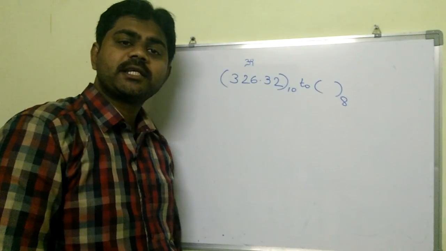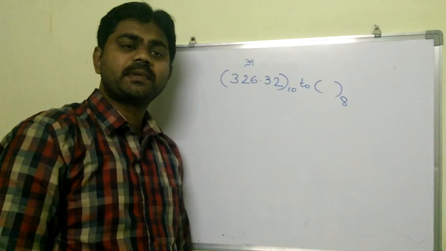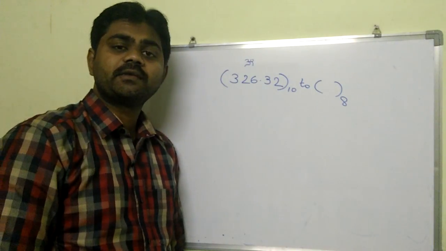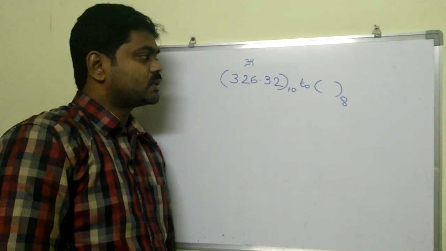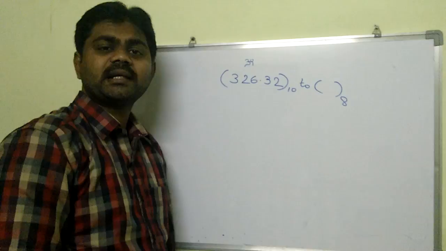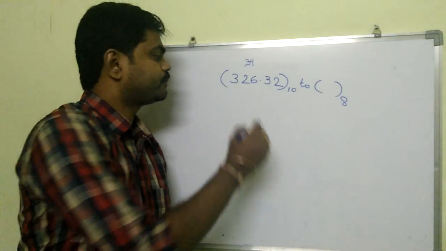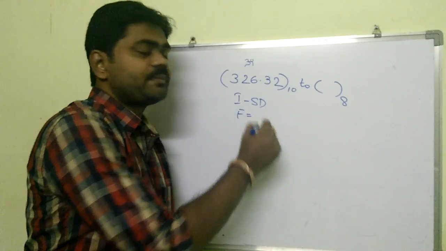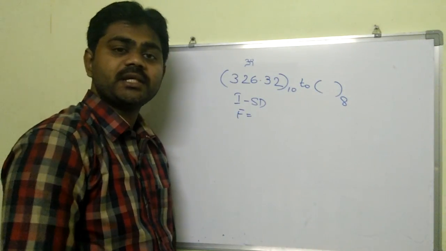I need to convert from a decimal number to an octal number. My decimal number is 326.32 to the base 10, and I need to convert it to octal. So what is the procedure here? I already explained. For the integer part I need to take successive division. For the fractional part I need to take successive multiplication.